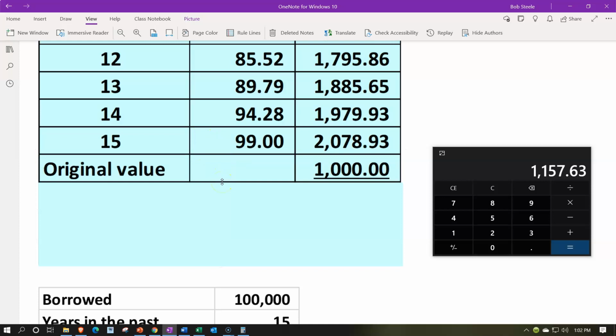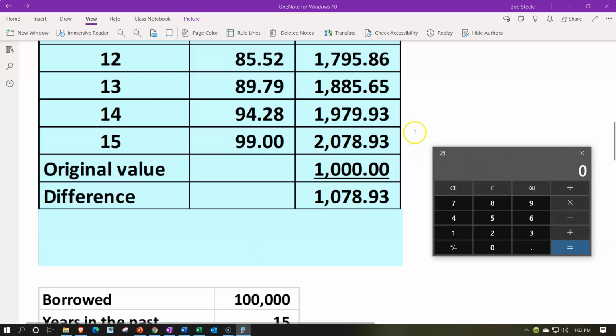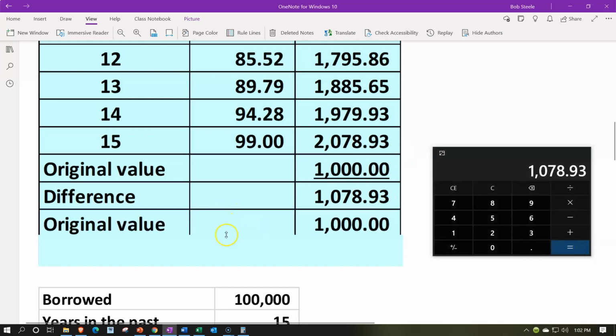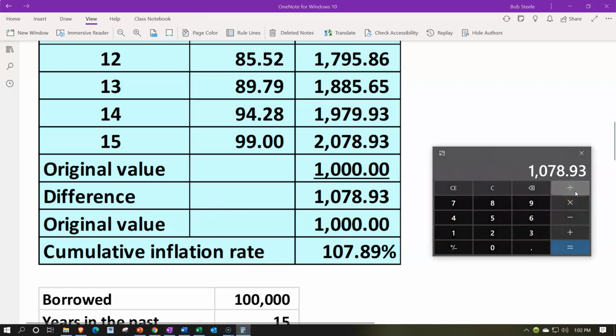Now, if we compare that to the original value, then we get our difference, right? So if I say this is where we need to be after 15 years, 2,078.93 minus the 1,000, our starting point, then we have a difference of 1,078.93. If we take that difference and compare it to the original amount, taking that divided by, in other words, the 1,000, then if I move the decimal 2 places over, we have the 107.89%. And we can call that the cumulative inflation rate, meaning this is kind of the inflation after that full time period, which is how you might see basically the inflation.